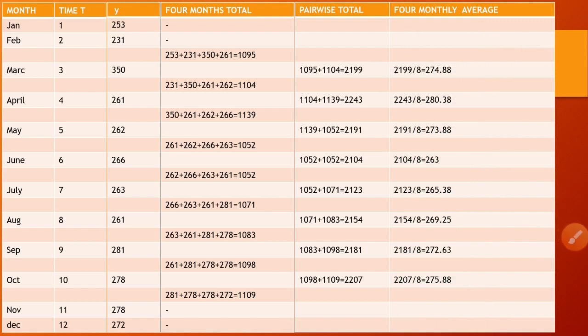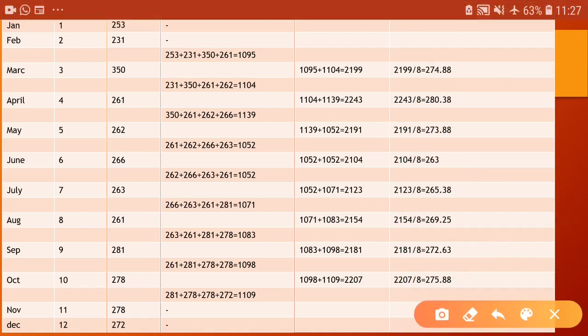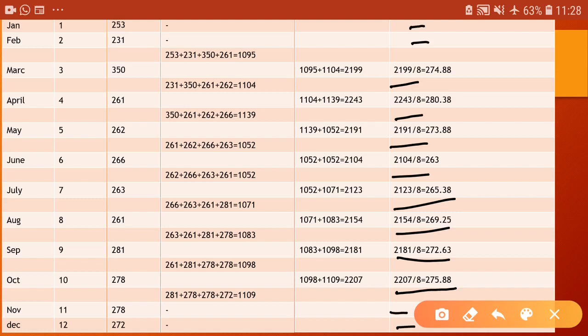So you can see that 2199 divided by 8 is 274.88, 2243 divided by 8 is 280.38, 2191 divided by 8 is 273.88, 2104 divided by 8 is 263, 2123 divided by 8 is 265.38, 2154 divided by 8 is 269.25, 2181 divided by 8 is 272.63, and 2207 divided by 8 is 275.88. As I told you, the first two will be blank, so Jan and Feb are blank. The last two will be blank, so November and December will be blank.